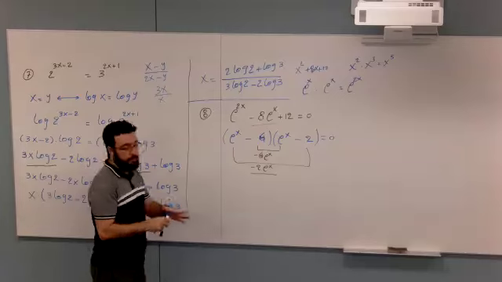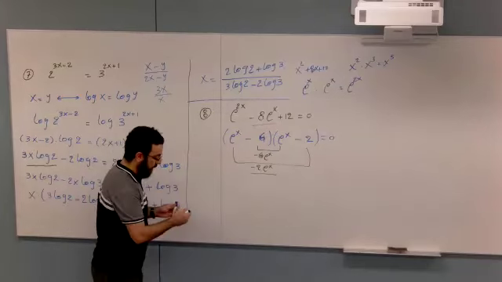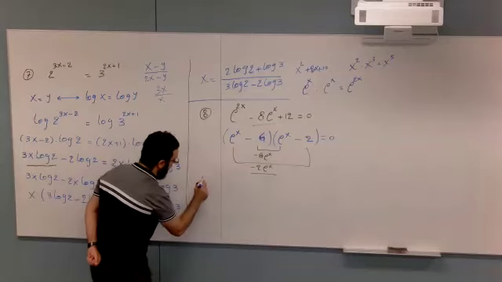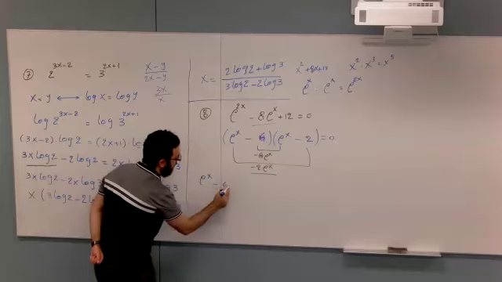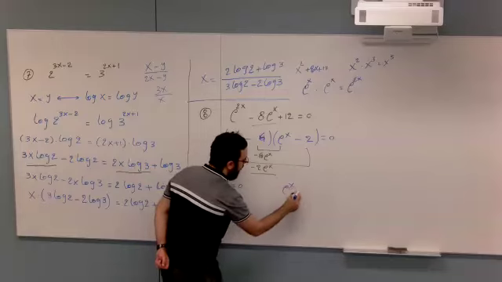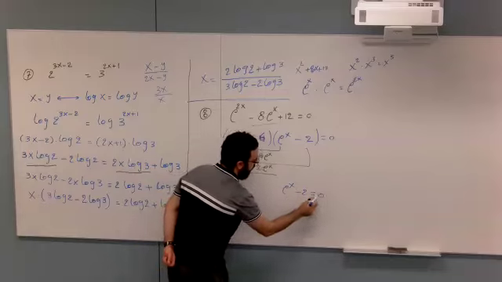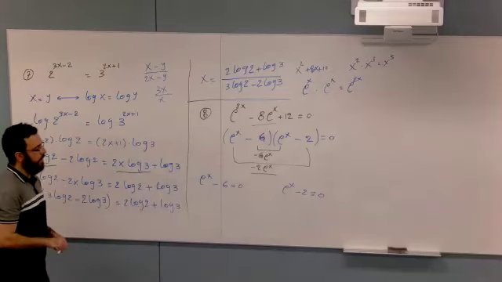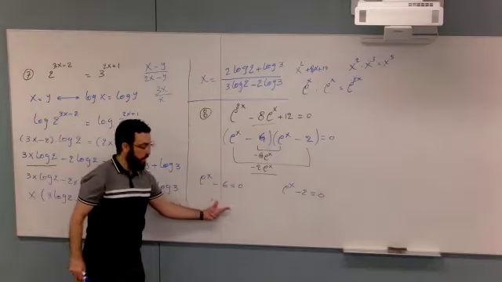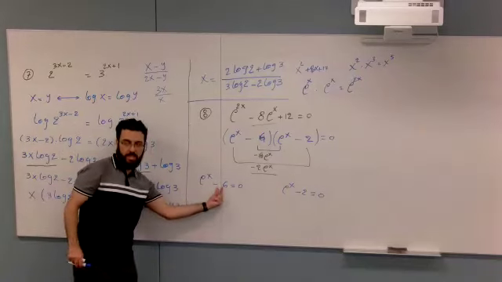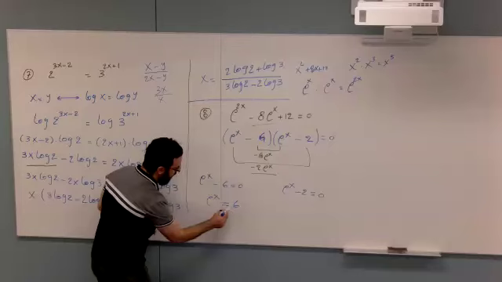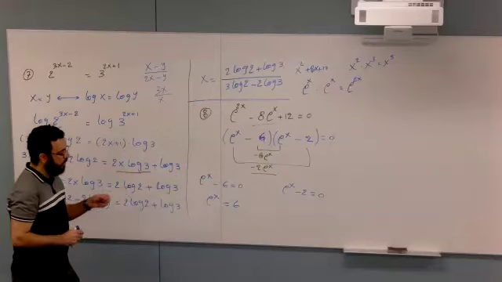So in this case, we didn't finish. We just factored it. That means this side is going to be what? The first one, e to the x minus 6 equals 0. The other side, e to the x minus 2 equals 0. Now, how are we going to solve this one? Move the 6 to the other side. So e to the x equals 6.